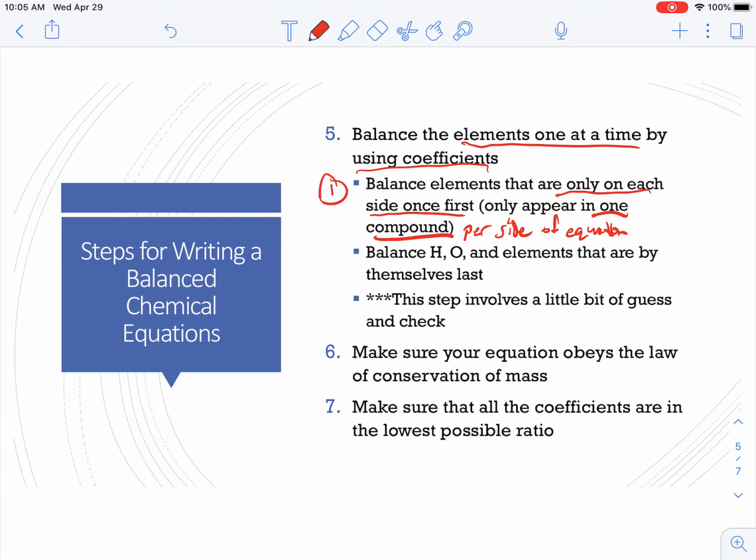In this case, typically we're going to want to do any element that is not hydrogen, not oxygen, and not an element that's listed by itself. It's just a little bit easier if we take care of the other elements first, and then we can move on to hydrogen and oxygen. If there's any reactant or product in which an element is in its elemental form, just an element, we're always going to want to do those at the very end.